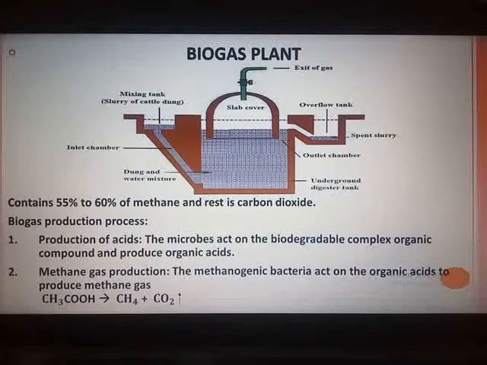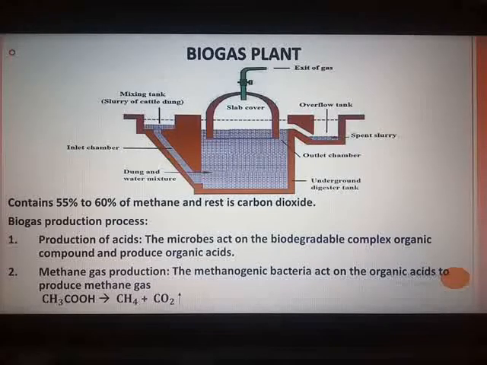Now, what is the main use of this biogas? This biogas is produced on a very large scale, especially in the rural areas where they face fuel problems. Now, this biogas which is produced in the biogas plant is a very cheap fuel option which meets the demand for cooking gas. Also, it is used for the production of electricity.